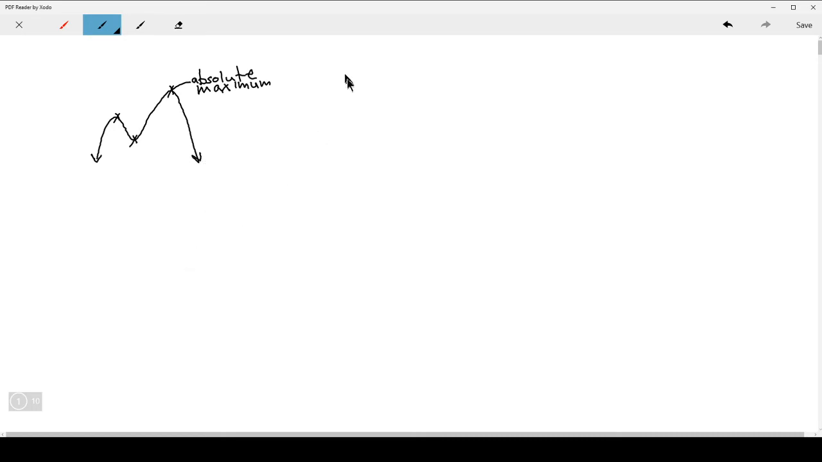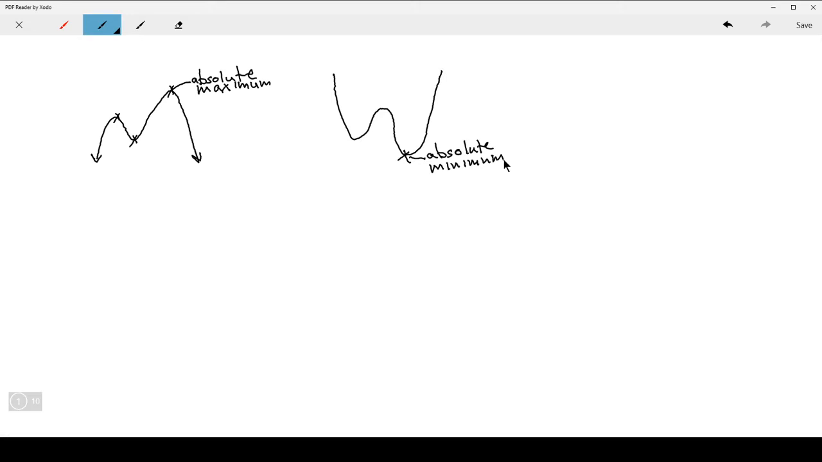If I were to, let's say, flip it this way, all right, then I would have a point down here on this function, which is lower than every other point on the function. And this would be considered an absolute minimum. Now, when you're looking at a whole function, you're not necessarily going to have absolute extreme points.